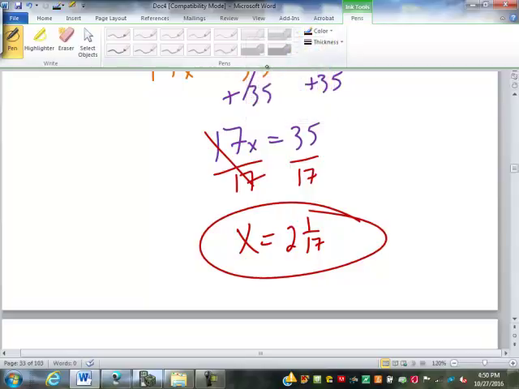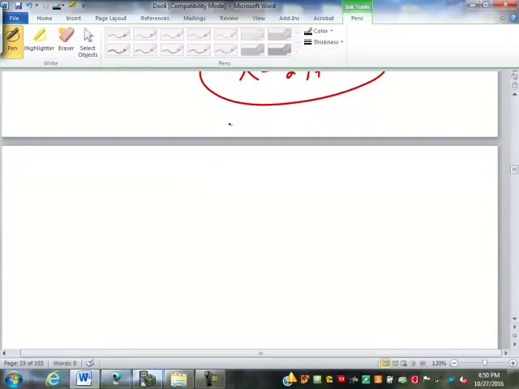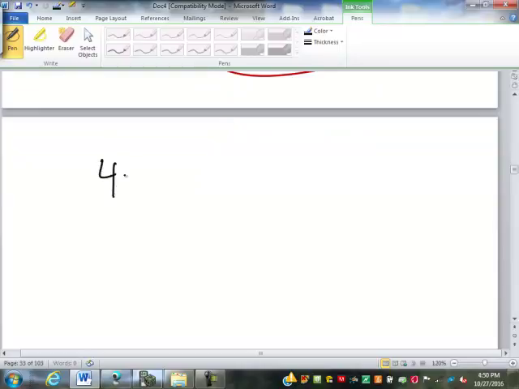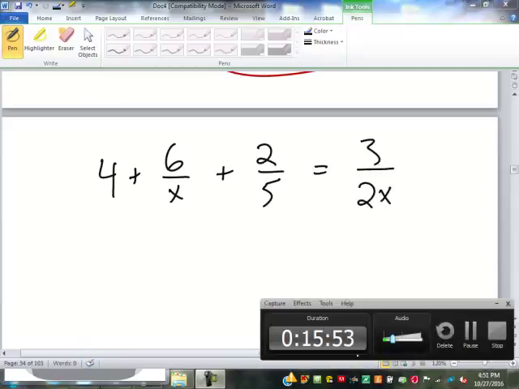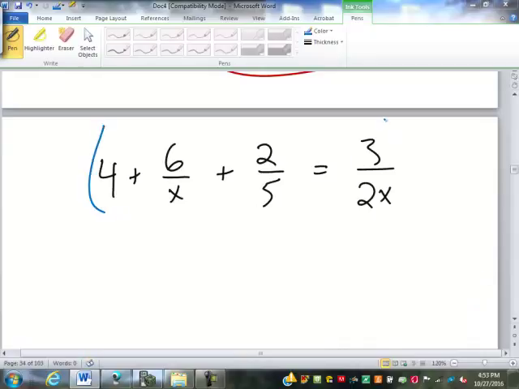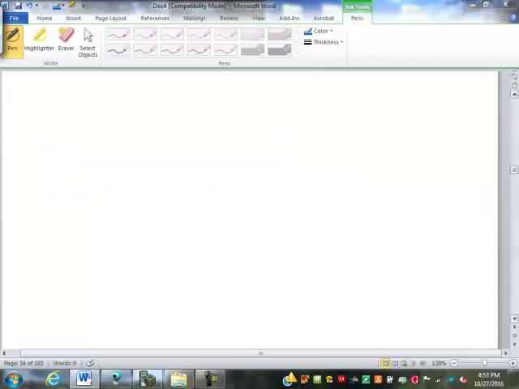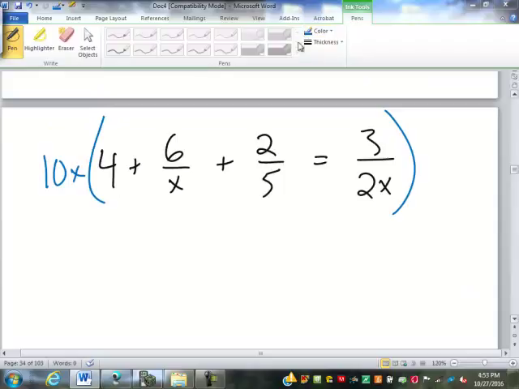I'm going to have you guys try one. Give that one a shot in your notes. What is my least common multiple, least common denominator going to be? 10x. 20x would work. It would give you the same answer, just a little bit bigger numbers to work with.